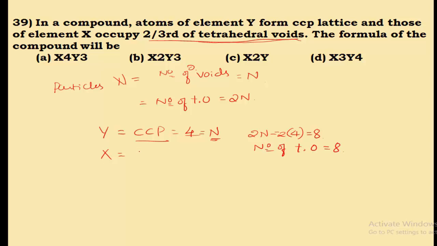So X will occupy 2/3 of tetrahedral voids. How many tetrahedral voids are formed? 8. So 2/3 of 8 is occupied by X. Now take the ratio of X and Y. How many X are there? 2/3 into 8. And how many Y atoms are there? 4. So what you will get? 2 into 8, that is 16 divided by 3, ratio 4. So X, Y.